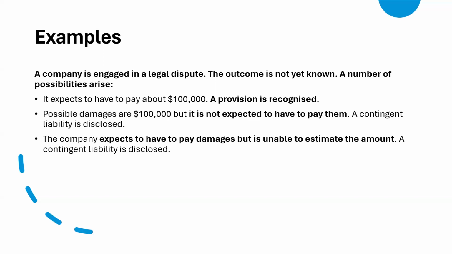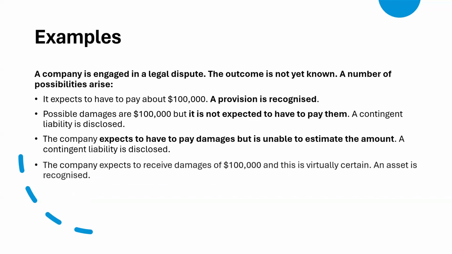Okay? There is some level of expectation. So another example, the company expects to receive damages of $100,000, and this is virtually certain. An asset is recognized. Why? There is certainty. Okay, there is an aspect of certainty.